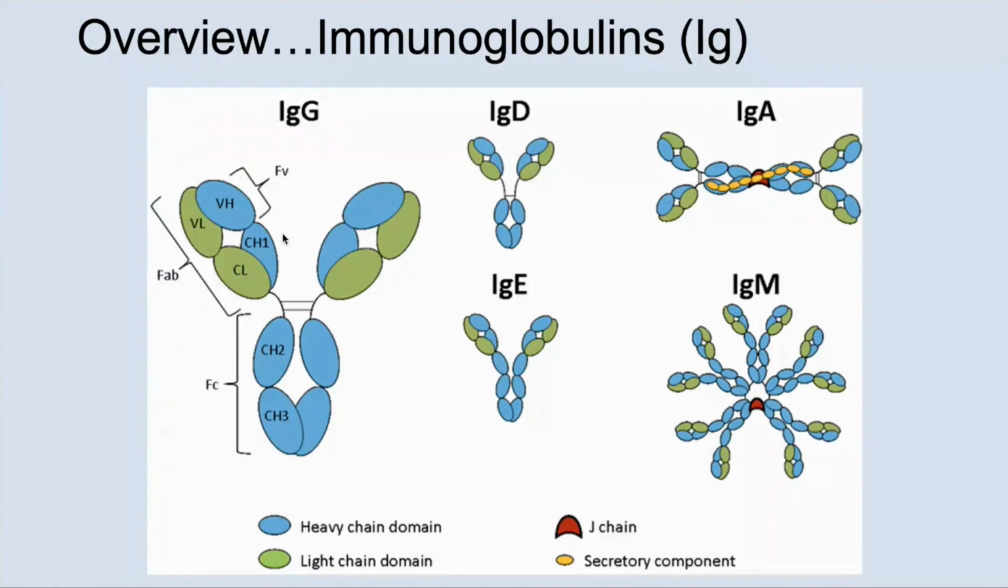IgD really occurs through antigen presentation. It's the least common. IgE is actually more common than people think. It's on the surface of B cells, but also on the surface of mast cells, basophils, and the like. It's really supposed to be used for parasitic infections, but it is really important in allergy now.